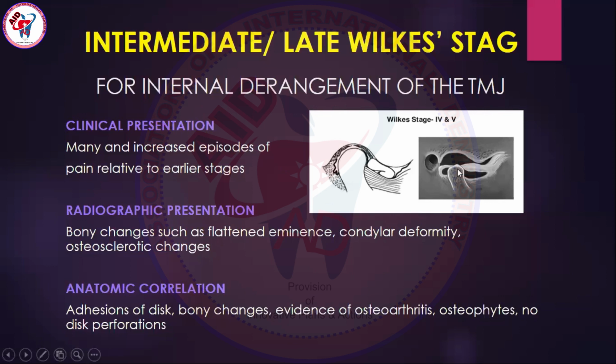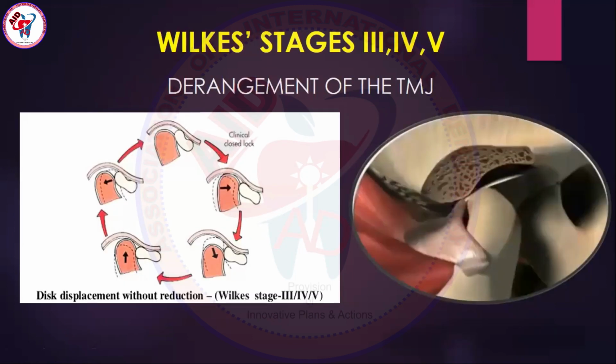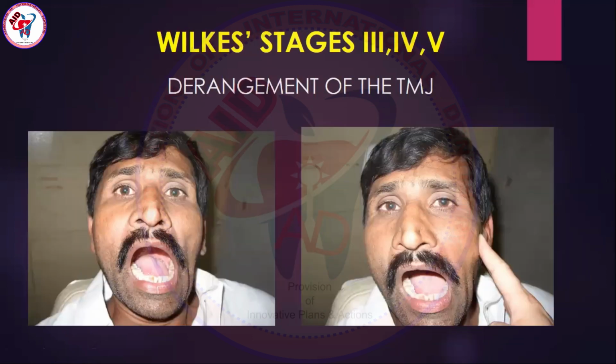So that is the intermediate late, and it is like this. You see, the condyle is there, and it is a rearrangement. The disc is placed anteriorly, absolutely not coming back. And what happens to the patient? You see, the patient has this whole deviation, absolute deviation towards the affected side, and the patient has no movement coming back.